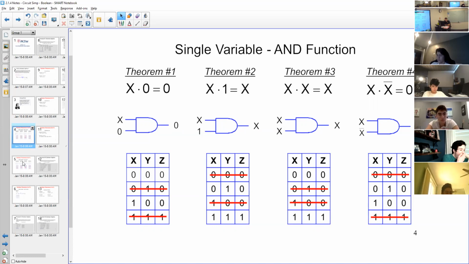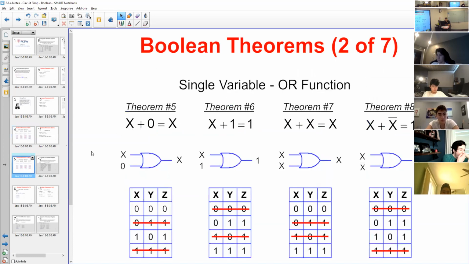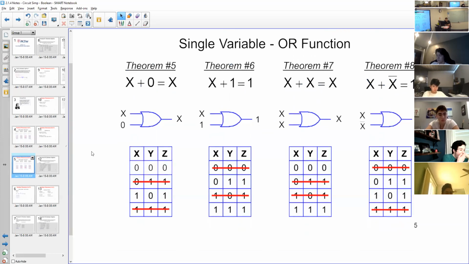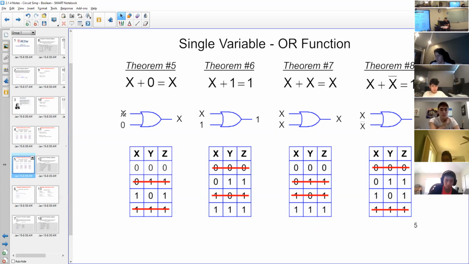All right, let's look at the next set of theorems. These all involve OR gates. So they are single variable OR functions. And these are the next ones you see on your list here, 5 through 8. So if you have x or 0, then the output will be x. Because if x is a 0, they're both 0, so the output's 0. If x is a 1, the output's on because an OR gate is going to choose on if just one of them works. So if you have x plus 0 in your expression, you can simplify that to just x.